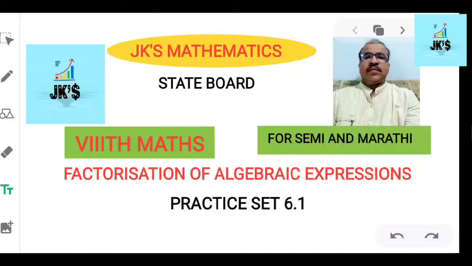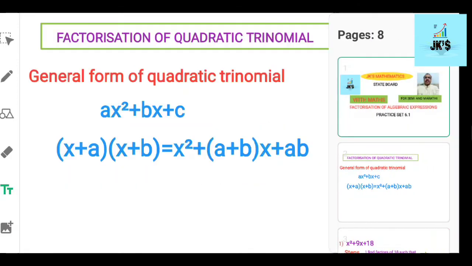Today we are going to see the 6th chapter of Mathematics of 8th standard. That chapter is Factorization of Quadratic Trinomials. Quadratic trinomial means a polynomial having order 2 and 3 terms. It is known as the quadratic trinomial.